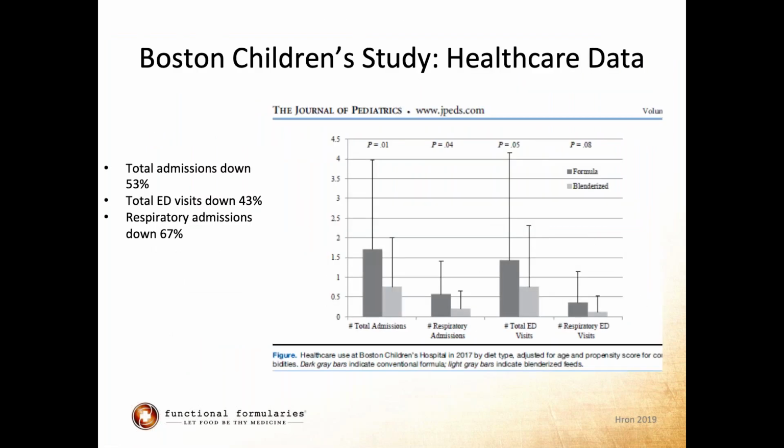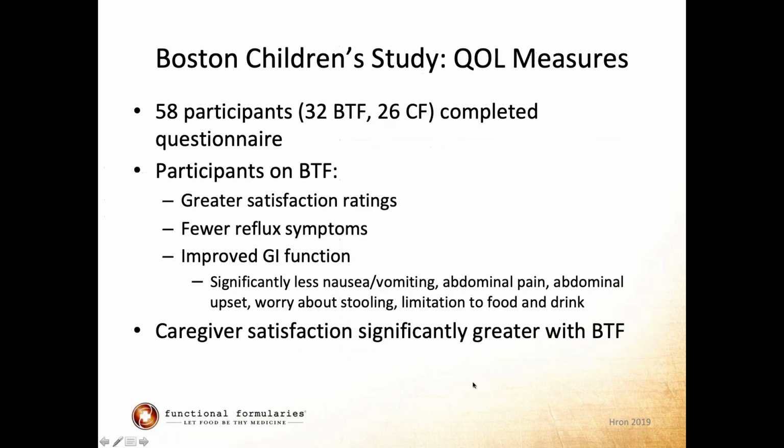This is also the first study, to my knowledge, that I have come across that has looked at healthcare use pertaining to the type of formula an individual has been on. So the length of the study was 18 months, or a year and a half long. And they found that over that time period, those patients on blenderized diets, their total admissions into the hospital were down by 53% compared to those on a conventional product. The respiratory admits were down by almost 70%. And you can see levels of significance were met amongst most of these categories as well.